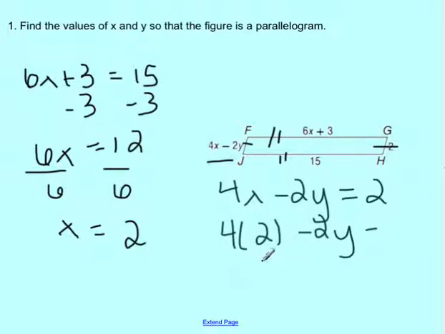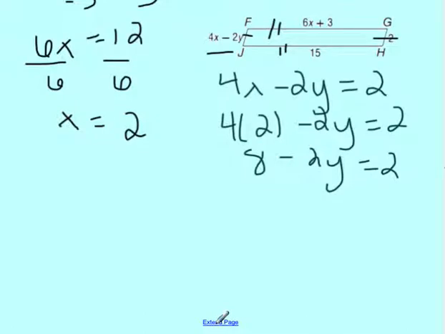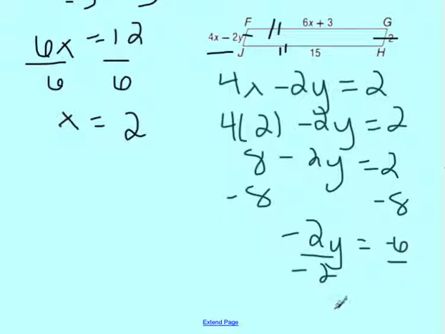Well, 4 times 2 is 8, minus 2y is equal to 2. So now since that's a positive 8, I need to subtract 8 from both sides to get it over to the other side. So I'm going to subtract 8. So I get negative 2y is equal to 2 minus 8, which is negative 6. So now to solve for y, I need to divide both sides by negative 2, and I get that y is equal to 3. So x is equal to 2, and y is equal to 3.